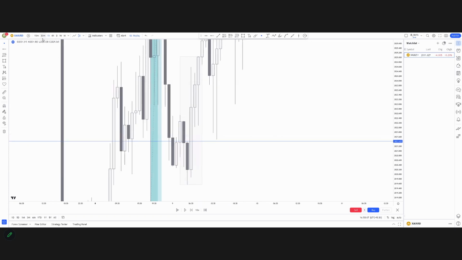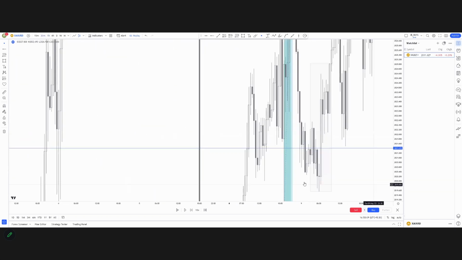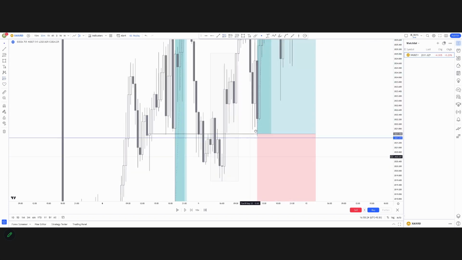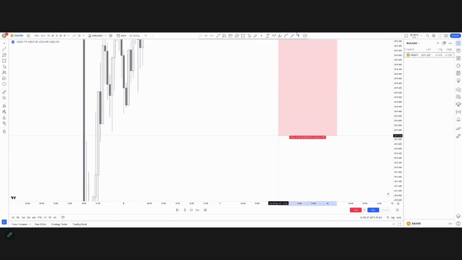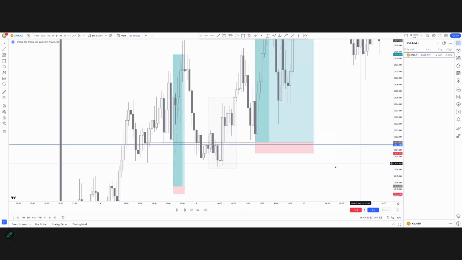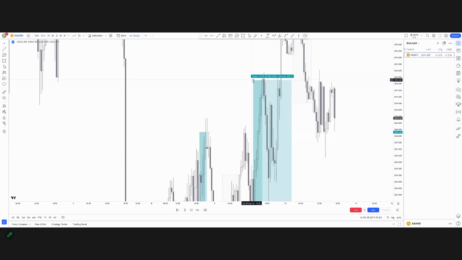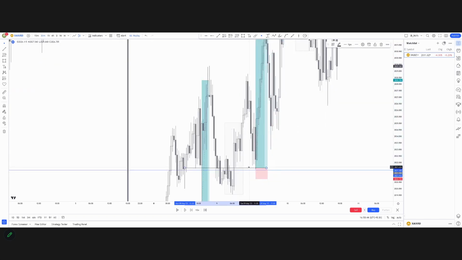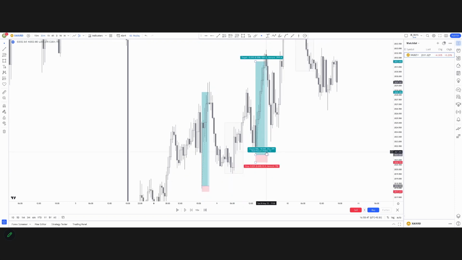Okay, so now I will go to 30 minutes. Here I have a decision point that has broken this decision point. So now I will mark two decision points. I have two decision points here. So now I will enter the first, put my stop loss at the imbalance here, and hold the trade to here. And I will leave a runner once I take my profits. Second entry goes from here.